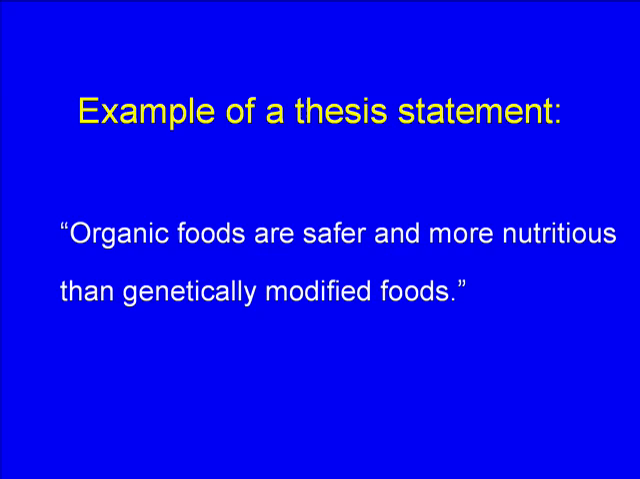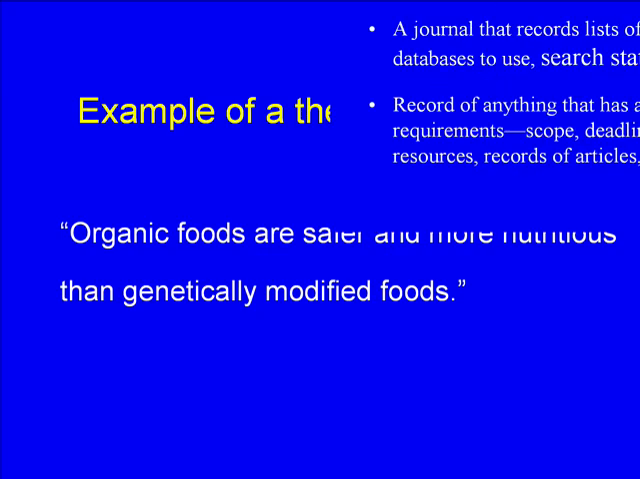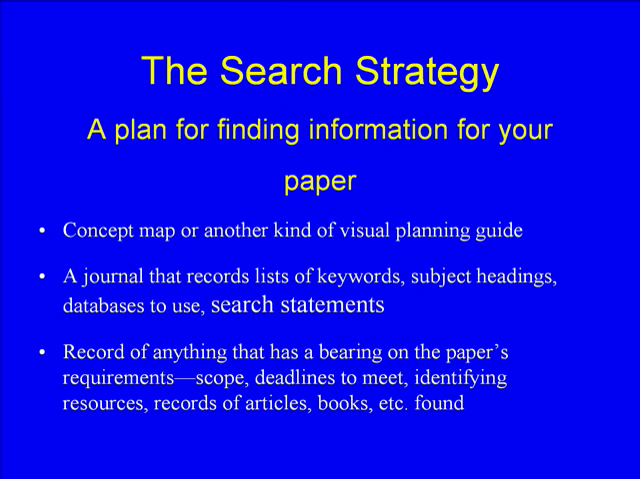The search strategy is a plan for finding information for your paper. You can include a concept map or any kind of visual planning guide in this search strategy. More often, a search or research journal is kept. This records anything that has to do with your research.